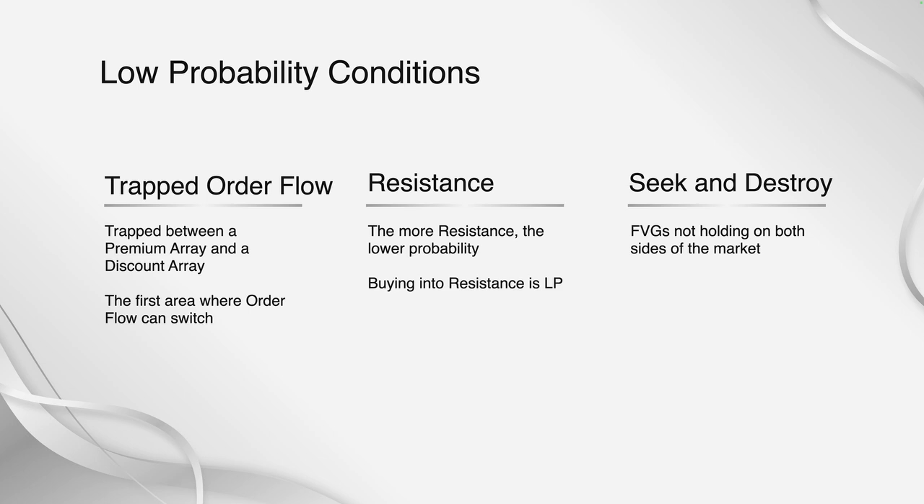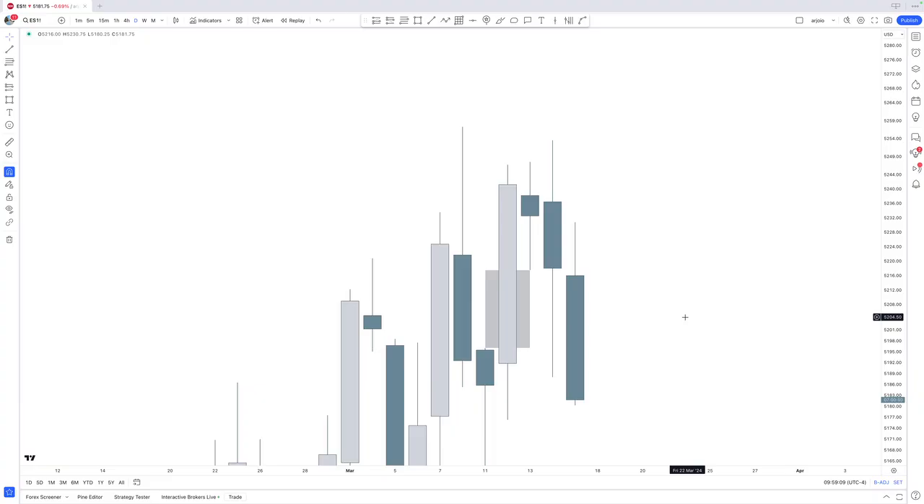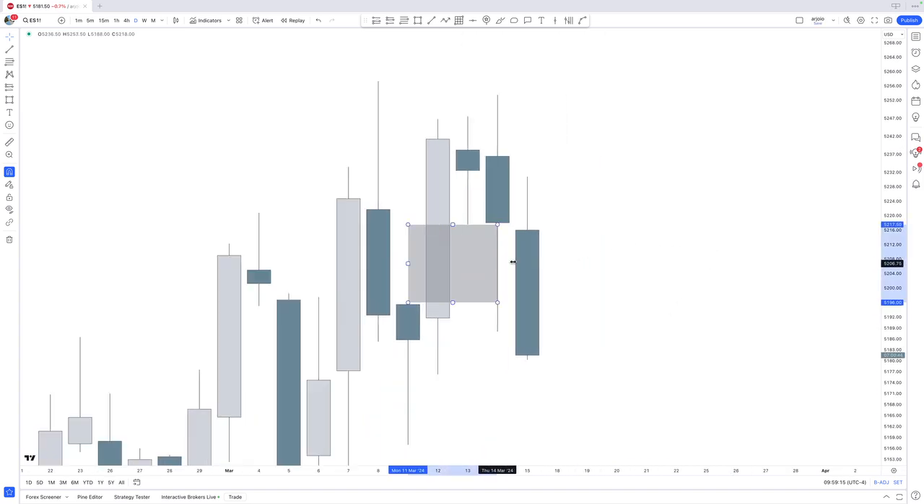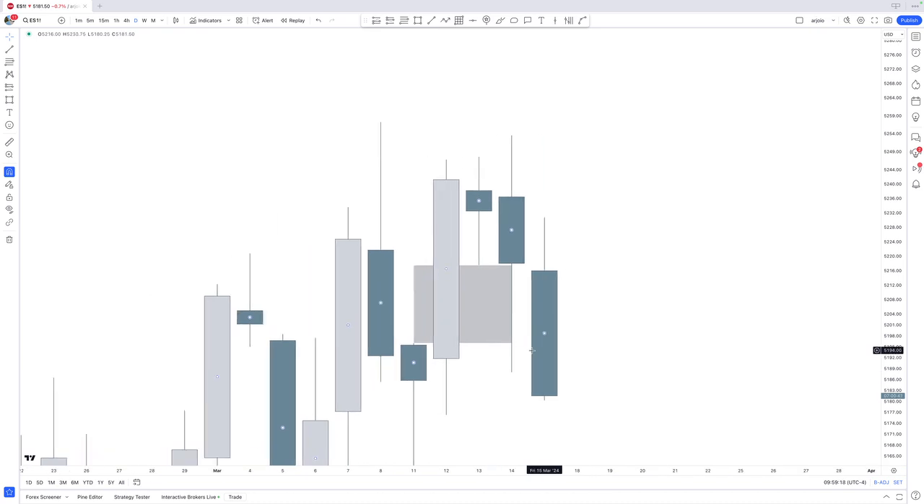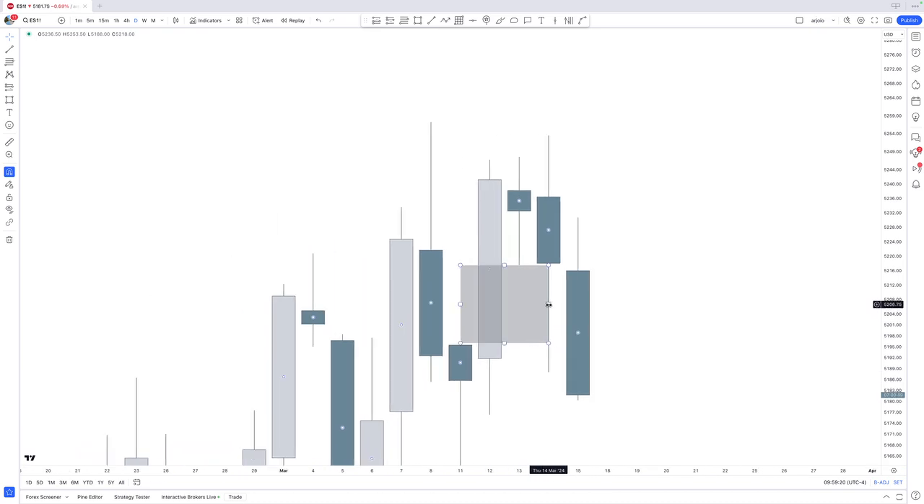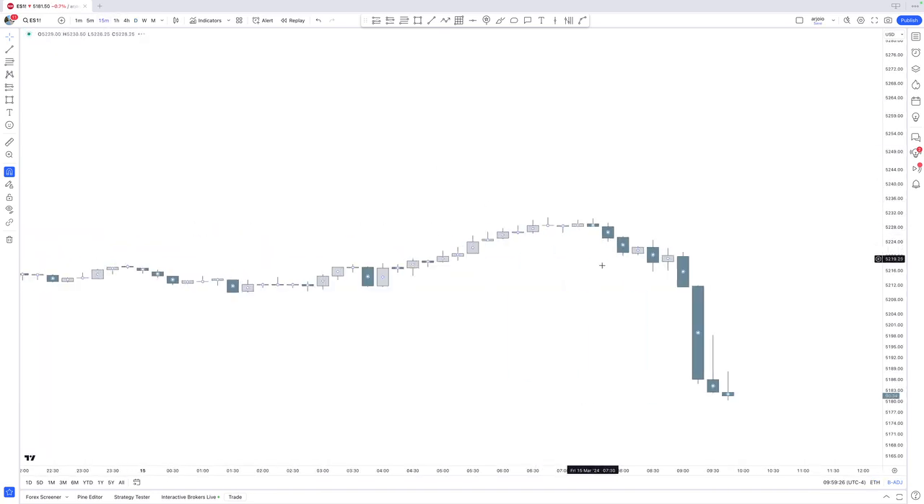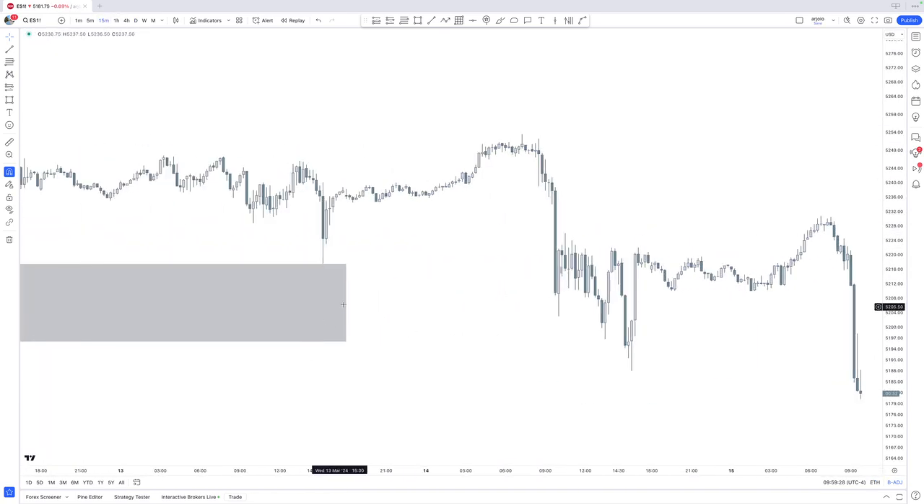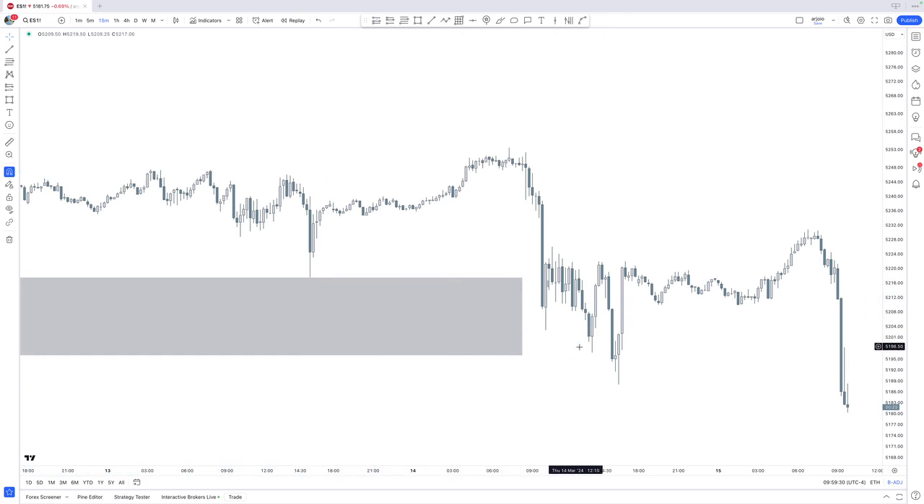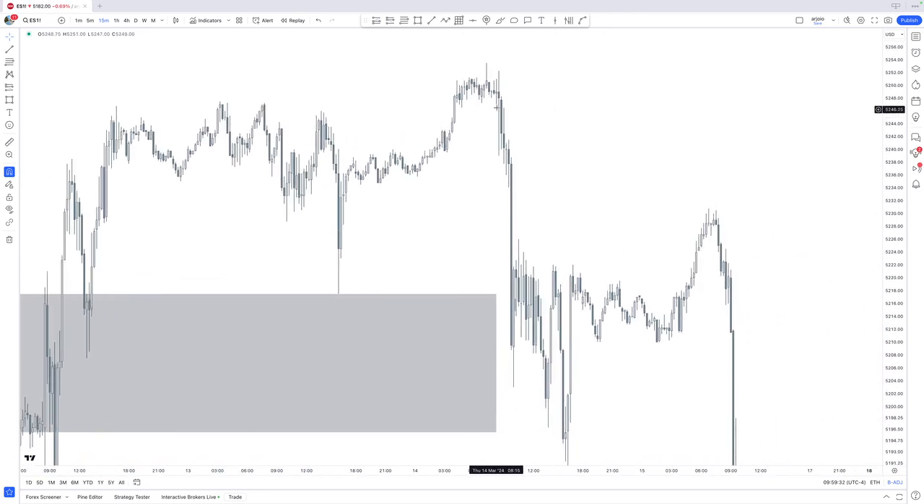So this is the first area where order flow can switch. So what does this look like? Right here, we are on the E-mini S&P 500. And if we take a look at this daily fair value gap right there, that is where we can potentially continue higher from. Now, if we want to continue higher from there, what will we actually see on the lower time frame? On the lower time frame right here, whilst we are coming into that daily fair value gap, of course, we create some kind of bearish price action coming into that.